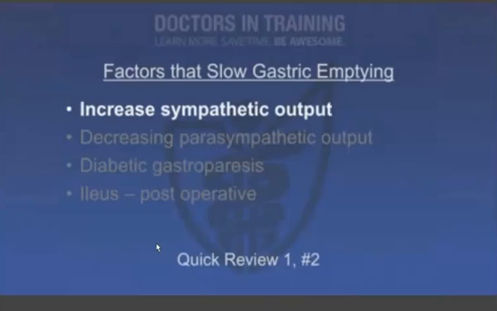Number 2, what are some factors that can slow gastric emptying, thereby slowing the absorption of a drug in the duodenum? There's several different things that can do this. I'm just going to list a few here. The first was mentioned in the lecture, which is to increase sympathetic output. Whenever you increase sympathetic output, this is your fight or flight response, that's going to slow gastric emptying, right? It's the opposite of rest and digest.